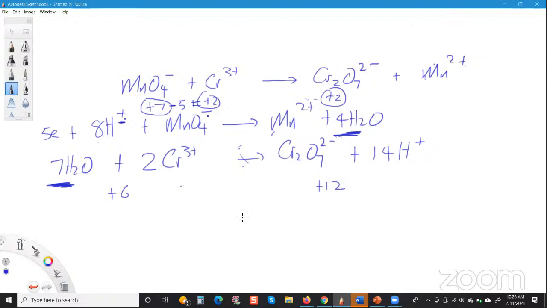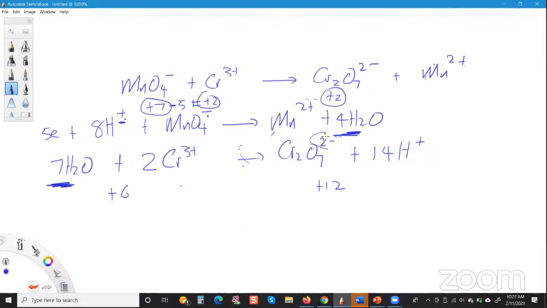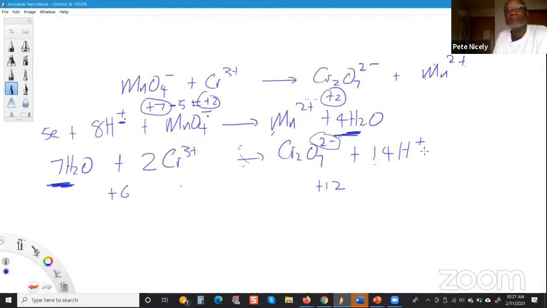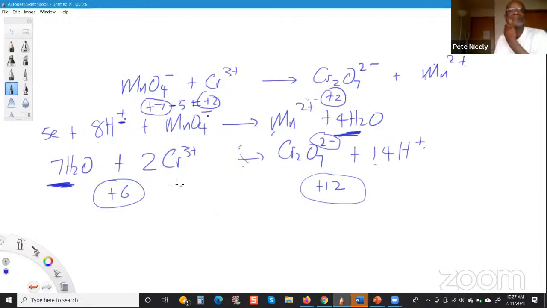How did you get +12? 2 times 7 with 2 electrons? No, you have a -2 here, and then you have 14 plus charges. So 14 minus 2 gives you a total of +12. And then the 2 times 3 on the left side would give you 6. Exactly. Okay, so we have +6 on the left, +12 on the right.